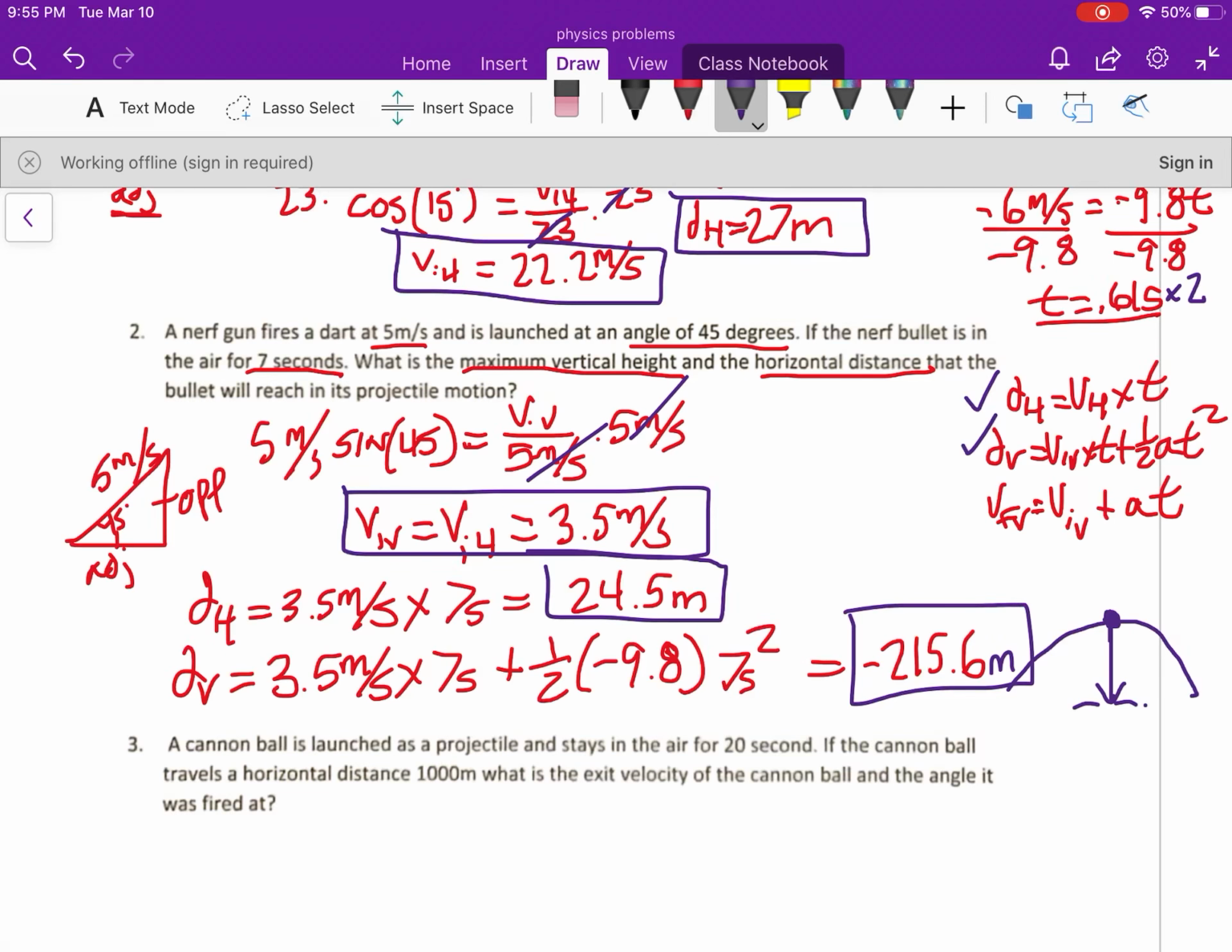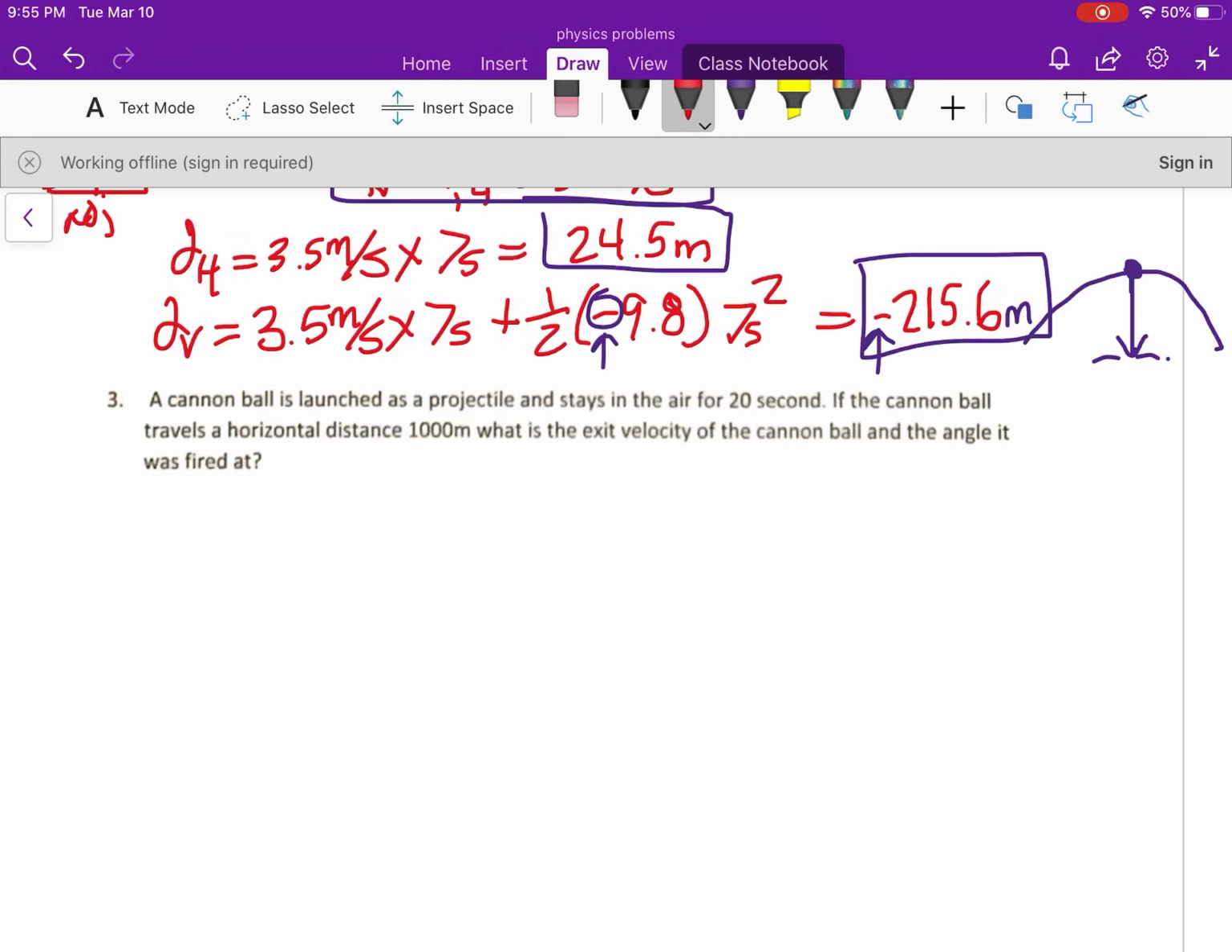However, if on a test you tell me that it's 215.6 meters tall or high, I'm going to give you credit for it. But make sure that you don't leave the negative off of here, because if you leave the negative off there, your answer is going to change. So it's okay to leave this negative off, but don't leave this negative off, because that one will change your answer.